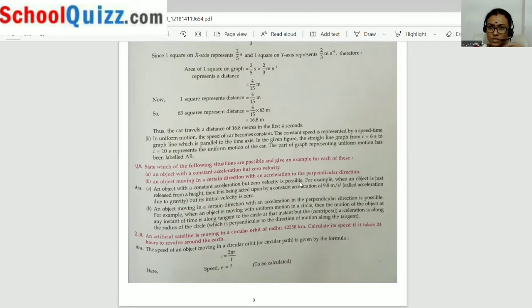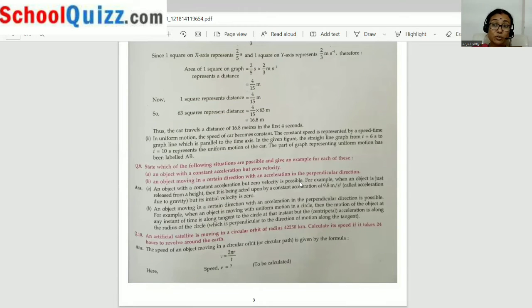Now the ninth question, it is very easy. State which of the following situations are possible and give an example for each of these. An object with a constant acceleration but zero velocity. An object is moving with a constant acceleration and the velocity is zero. So how is it? Acceleration is there. I know the answer, but you have to think by yourself. Here the velocity is zero.